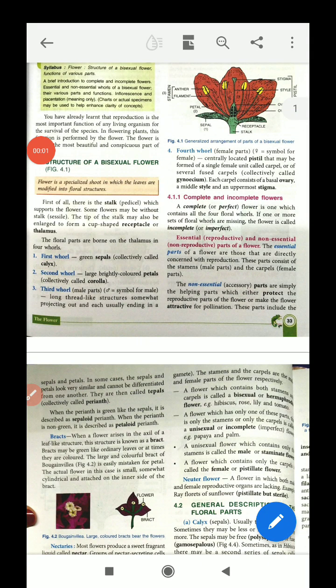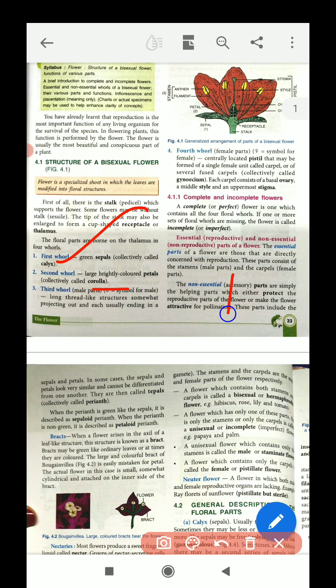Hello my dear students, today we will discuss complete and incomplete flowers. Complete flowers means perfect flowers, which contain all four floral whorls. Those whorls are calyx and corolla, mainly I am saying the collective forms, meaning sepals collectively form the calyx and petals collectively form the corolla. So calyx, corolla, androecium as well as gynoecium.